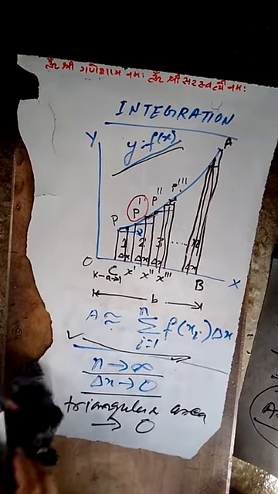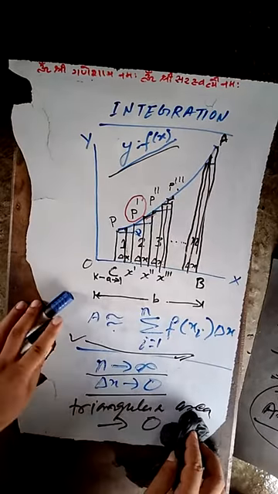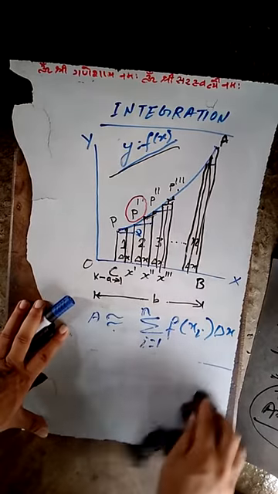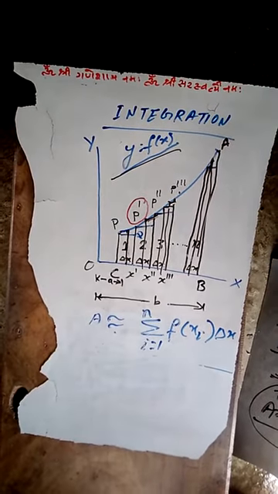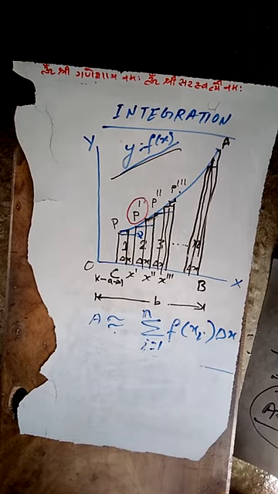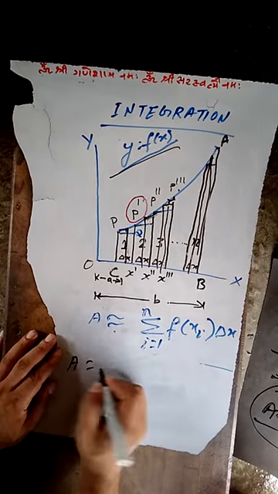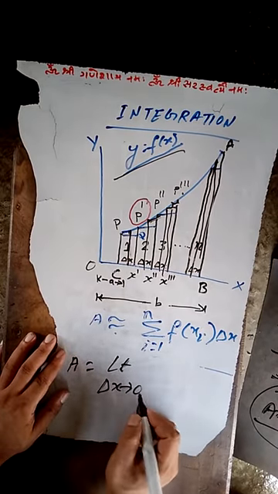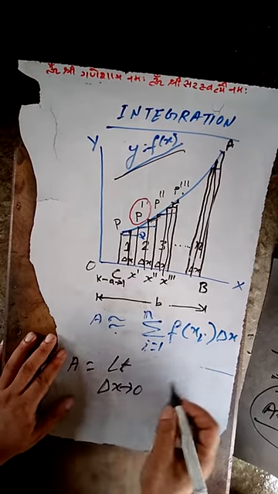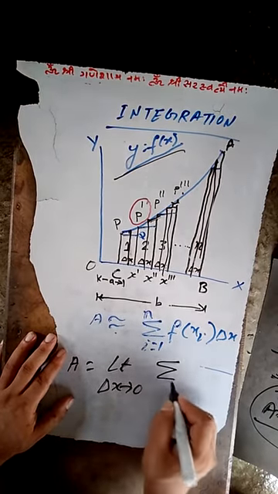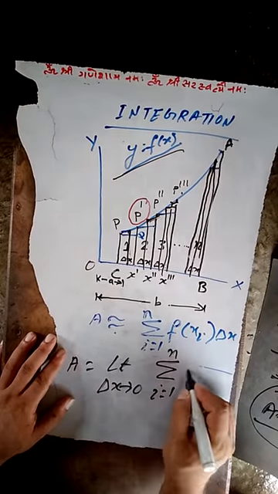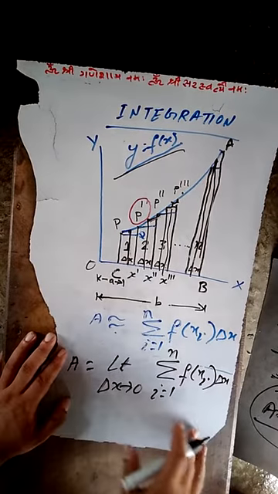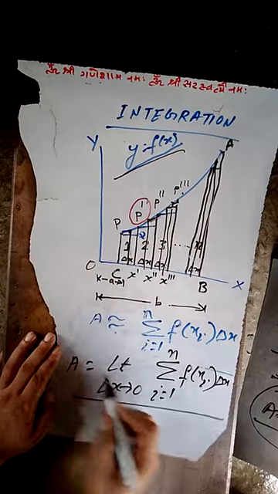So how can we write this? In that form we can use the limit, and with the limit we can write that if this is the condition, then we'll get the exact area. How? Limit delta x tends to 0, sigma i equals 1 to n f(xi) delta x. So this value now will give you the exact area.